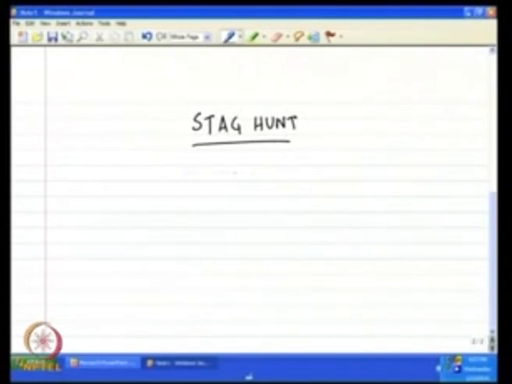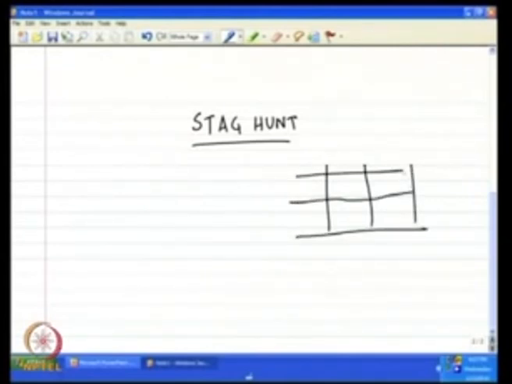Today what we are going to do is to consider some of the variations of stag hunt. If you remember what the stag hunt was and what the equilibrium in the stag hunt was, the stag hunt game has two players, and each player has two actions to choose from, either to hunt the stag or hunt a hare. There is a single stag in the forest which can be hunted if both the players cooperate and try to hunt that stag only. So if both of them cooperate, they get 2 each.